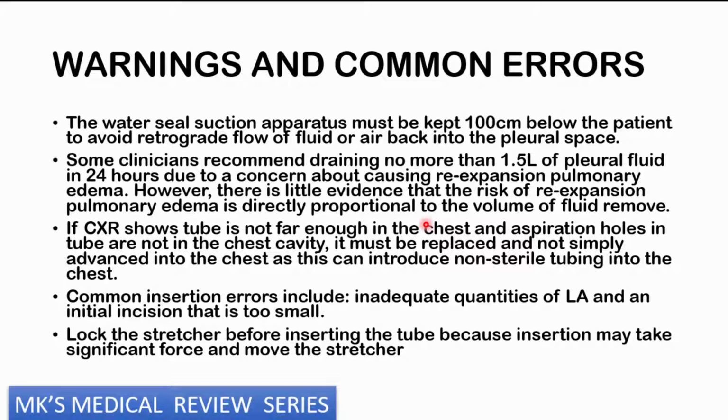Then, of course, if the chest x-ray is showing that the tube is not advanced far enough and the aspiration holes of the tube are actually not in the chest cavity, do not simply push the tube inside. You should insert a new tube, because if you push the tube inside, you're introducing a non-sterile part into the pleural space. And remember that the pleural space is a sterile area. Then some common insertion errors include inadequate quantities of local anesthetic that are administered, and of course making an initial incision that is too small. You should also ensure that you lock the stretcher or the bed that the patient is on before inserting the tube, because insertion of the tube may require significant force and it may cause the stretcher to move.